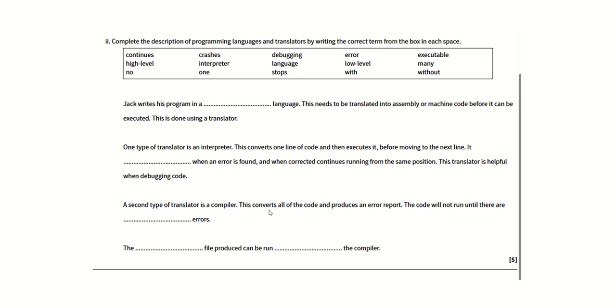A second type of translator is a compiler. The code will not run until there are no errors. Now what's this? The something file produced can be run, blah blah blah, the compiler. That's hard. So not that many people would get that last one. I think the executable file produced can be run without the compiler. Let's see. Yes. And that's it.